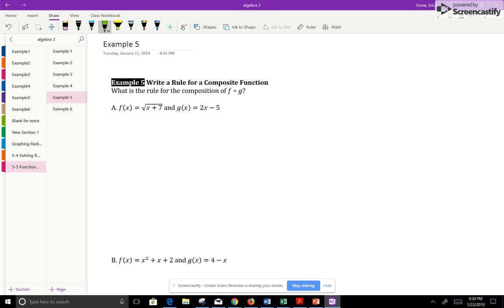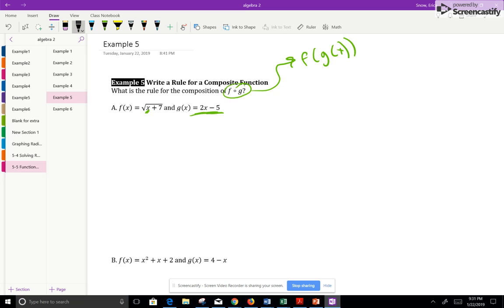Okay, so for example 5, what we're doing is writing those general rules, just like we did for 4b. You see this little f with a circle and g. What this means is f of g of x. Those are equivalent terms. So that means we're going to take g and plug it in everywhere that there's an x for f. Our g function is 2x minus 5, so it's going to replace in our f function just that x part.